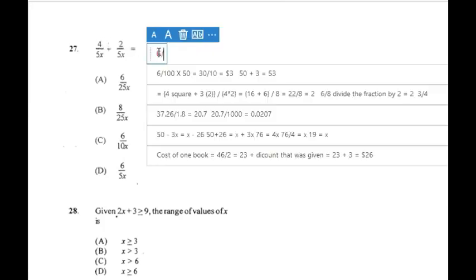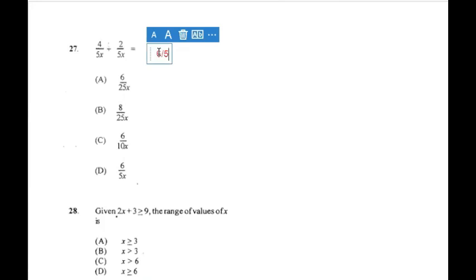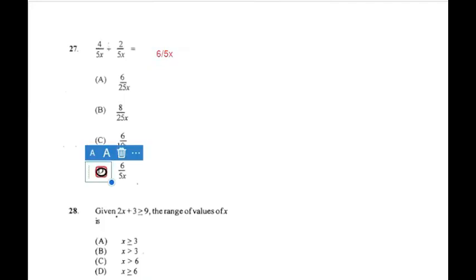27. 4 over 5x plus 2 over 5x. If you remember, with addition and subtraction of fractions, once the denominators are the same, then there's no need to find an LCM. So it is all about keeping the denominators and adding the numerators. So it's 4 plus 2 to give us 6, keeping our denominator, so 6 over 5x. So our answer for 27 is D.